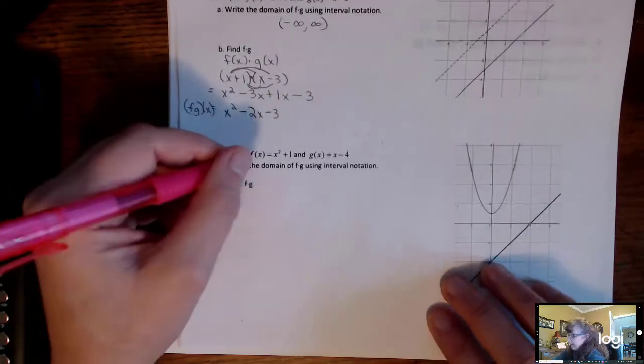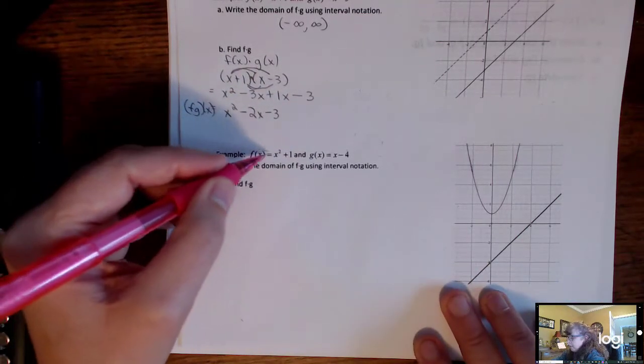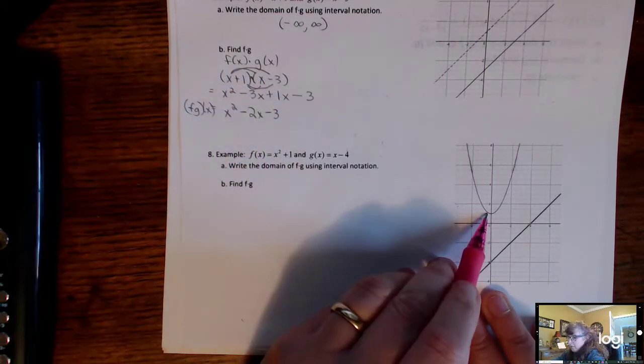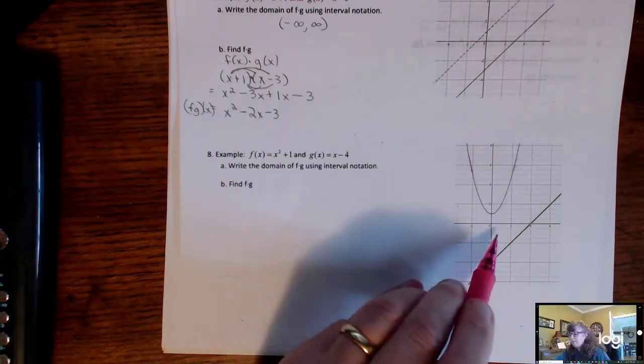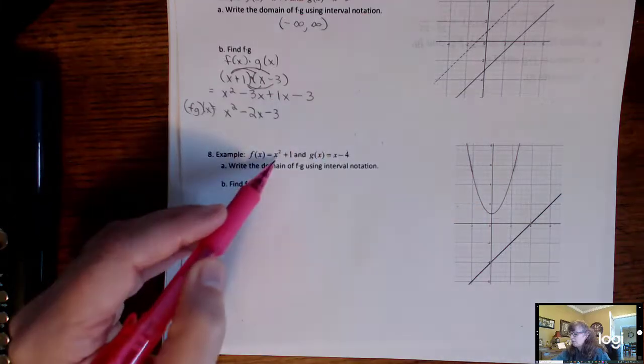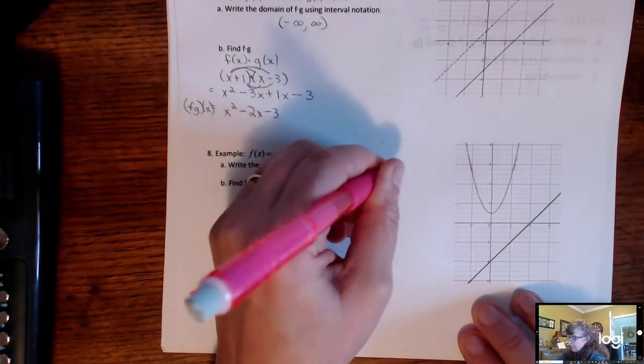Number 8, I'm given a parabola and a line, and I want to find the domain. So the domain of f, that's a parabola. You can put anything you want in for x, any negative number, any positive number, square roots. There's no restriction. Same thing for g. So this domain, again, is all real numbers.